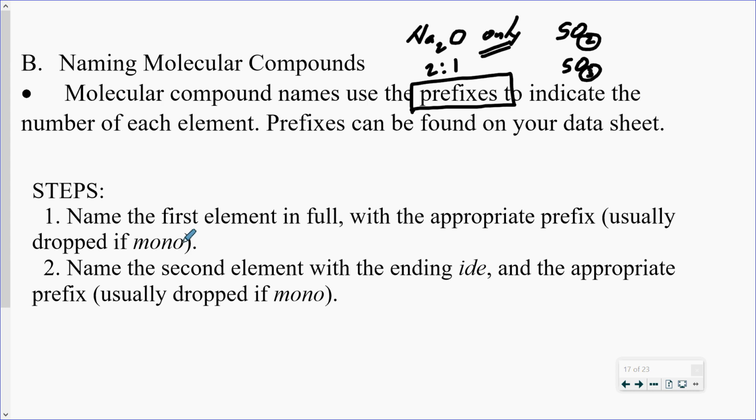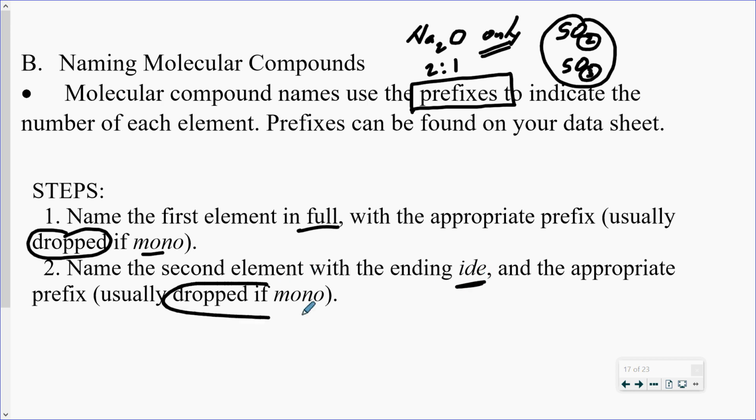Well, whatever element appears first, you name first in full. In these ones here, sulfur appears first. Sulfur is what you name first. Here, it's only a 1. That would be mono, but we usually drop that, except for a few exceptions. For the second element, just like with ionic compound nonmetals, we change the ending to IDE. And again, if there's mono, we usually drop that as well.